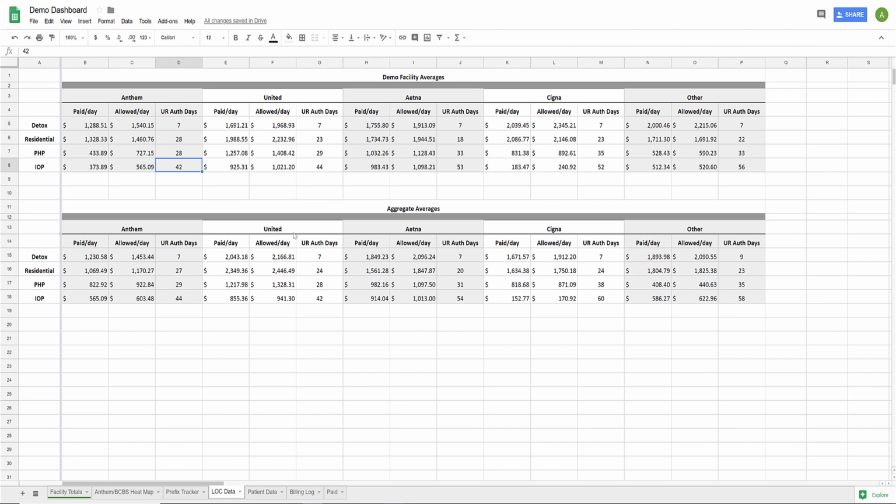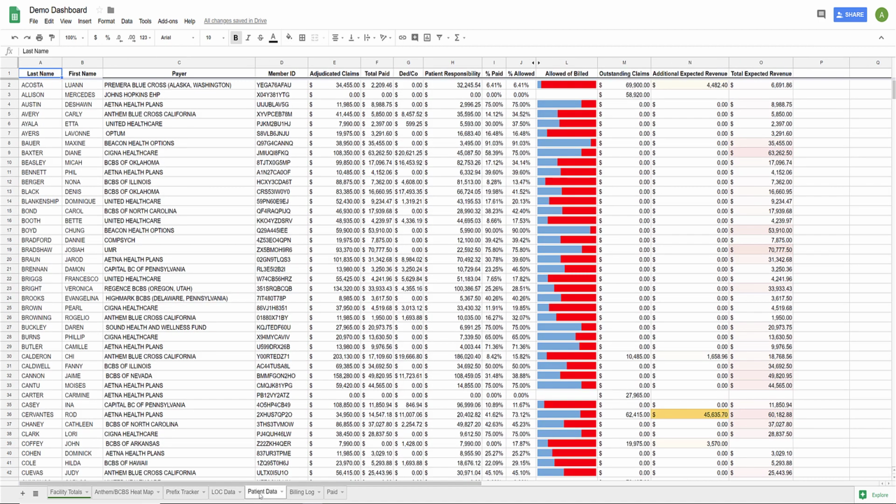We definitely advise taking a look at this tab and using this information. Next, along the bottom here is the patient data tab. Now, as I said, all the PHI has been removed, so don't worry, all these names are made up. All these member IDs are not real. So this tab is currently in alphabetical order, based on last name.